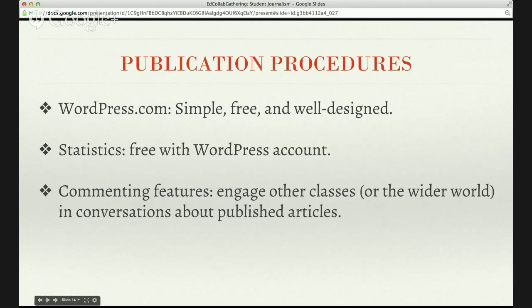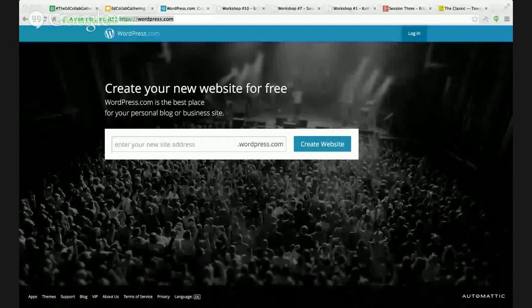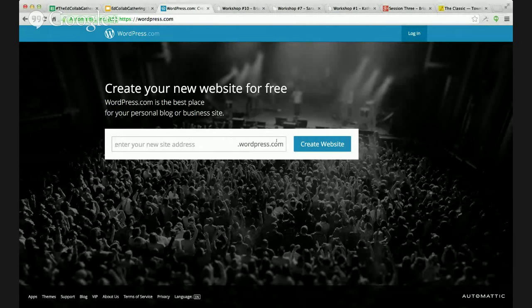It's very simple, and I'll just show you a bit of what it looks like now. So I'm going to end the presentation and go over here. So let's see. I have another window open. All right. So here's WordPress.com. Create a website, enter your new site address, create. It's as simple as that.